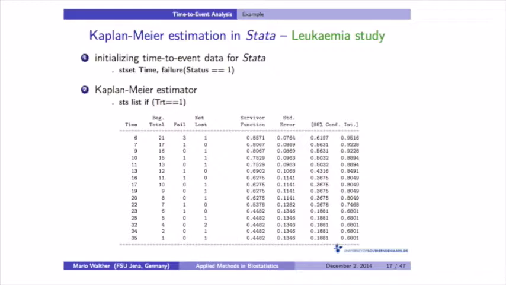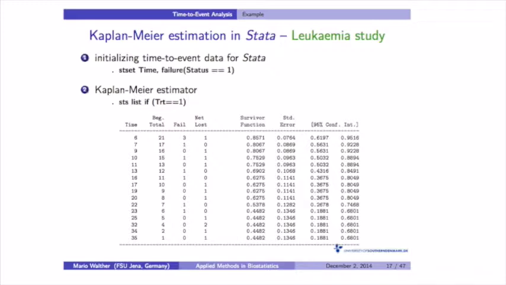Yeah? So here you say to Stata that the event of interest, in this case relapse, is coded in your dataset with 1. And all other codes for this status variable, which is 0 or maybe 2 or different from 1, are handled as censored data instead. Yeah? So this is the step you have to perform if you want to perform time to event analysis in Stata.